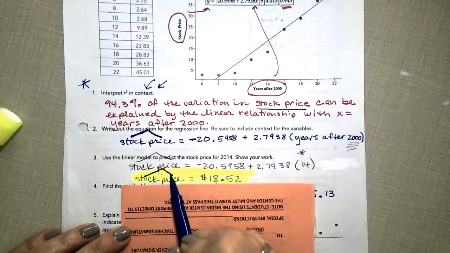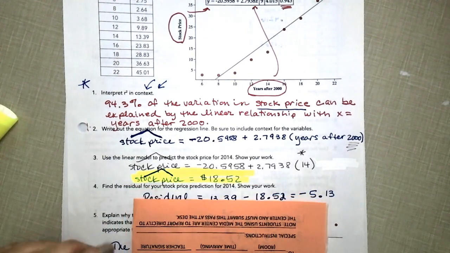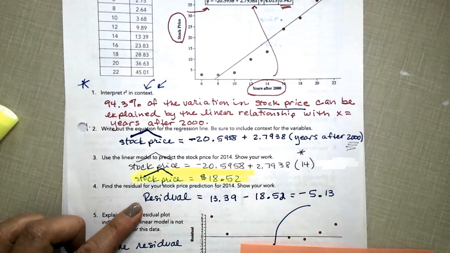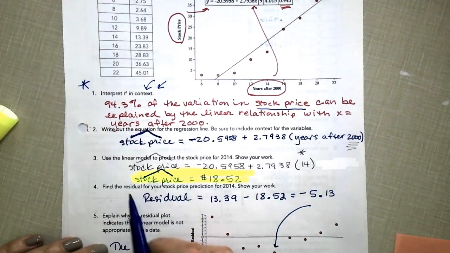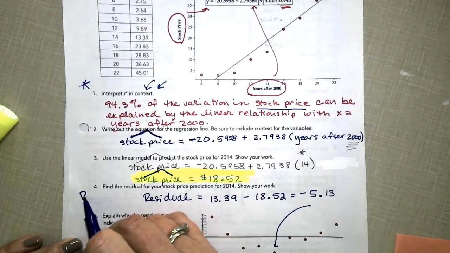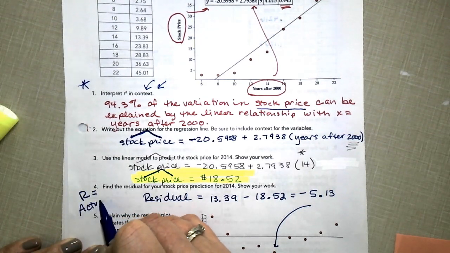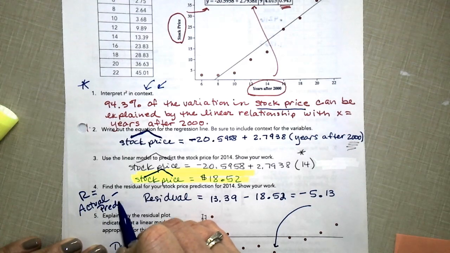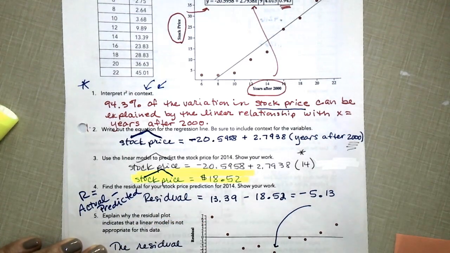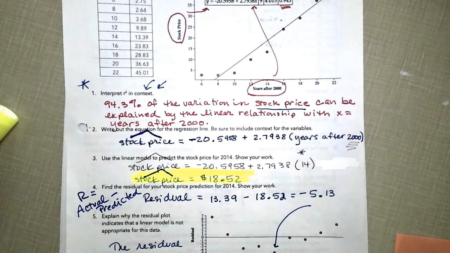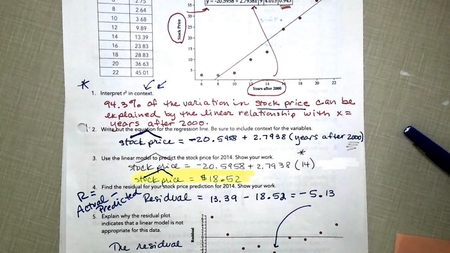All right, now I'm going to show you how to find the residual plot. Well, the residual itself is negative 5.13. Hopefully you all got that. Remember, residual is actual minus predicted. Ish. Ish is like kind of. Okay, now let's find this residual plot. I know it's done for you, but I'm going to show you a quicker way on the calculator.